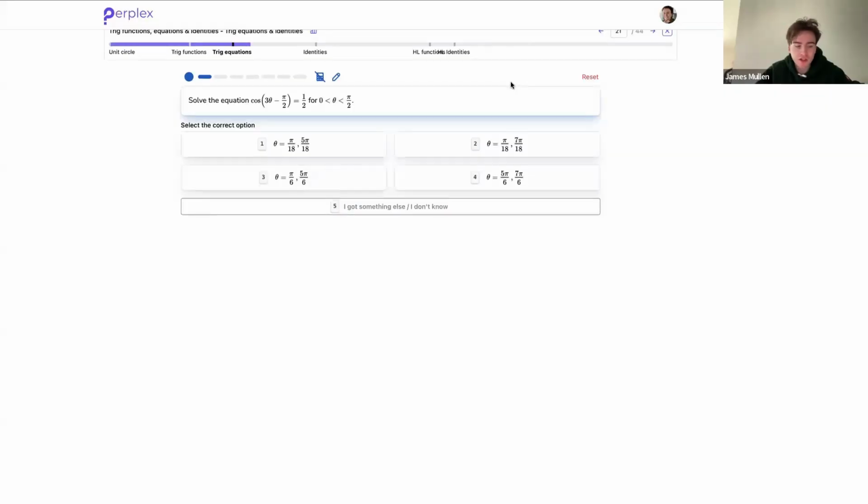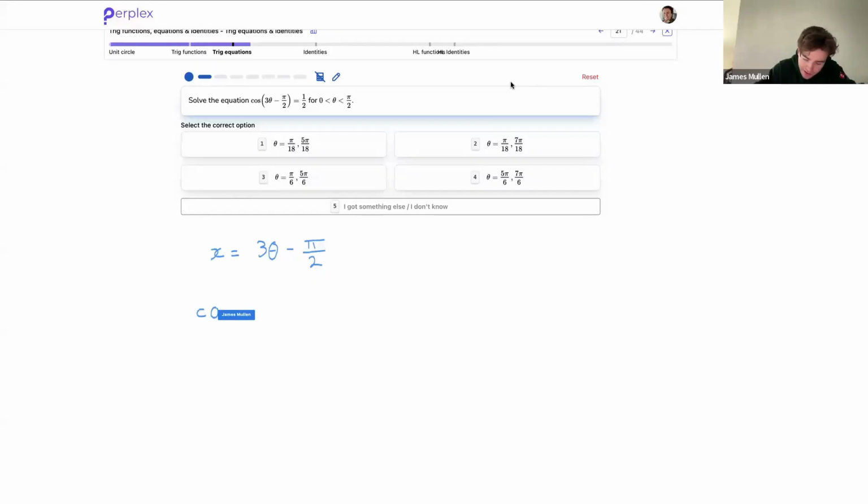Okay, let's go over the solution here, step by step. So I'm going to start by doing exactly what I did on the previous slide, which was to start by making the substitution x is equal to 3 theta minus pi over 2. And for the sake of showing you how it works, I'm not going to convert the solution domain. I'm going to do that at the end, okay?